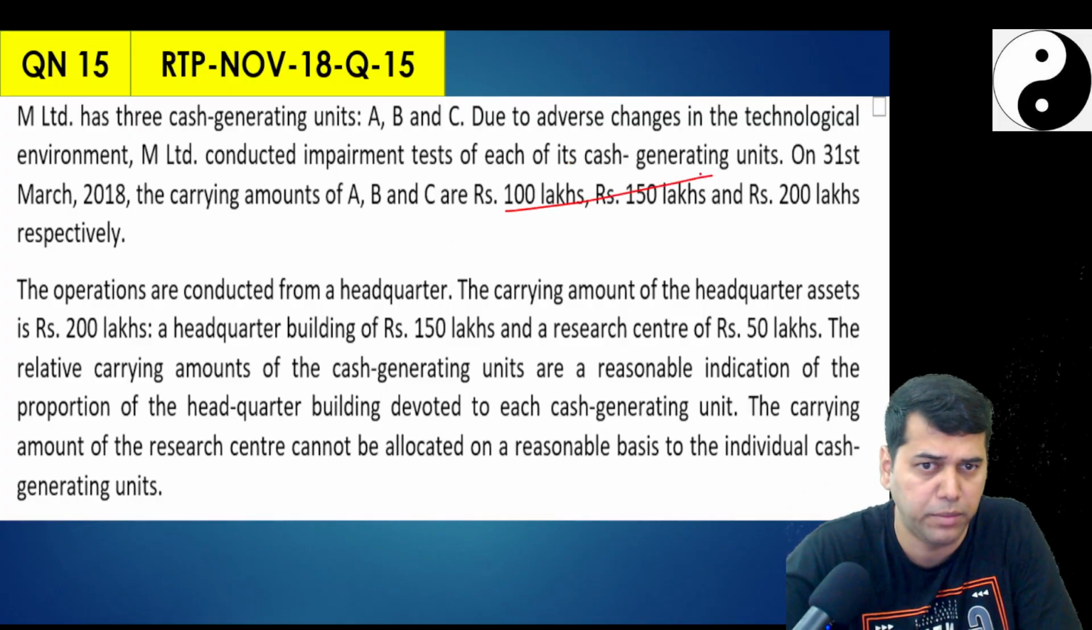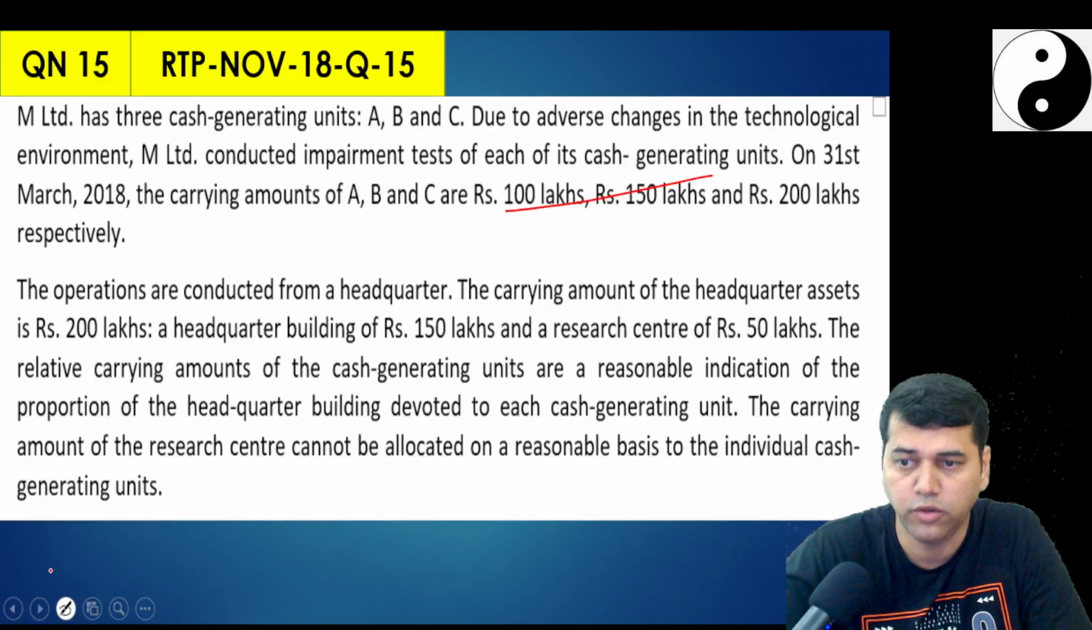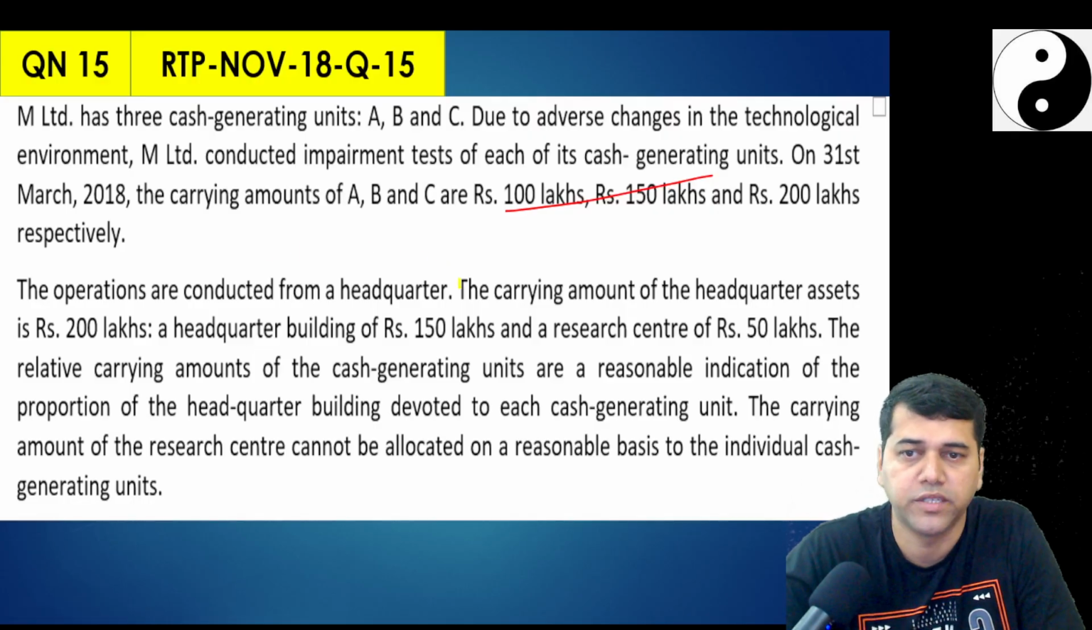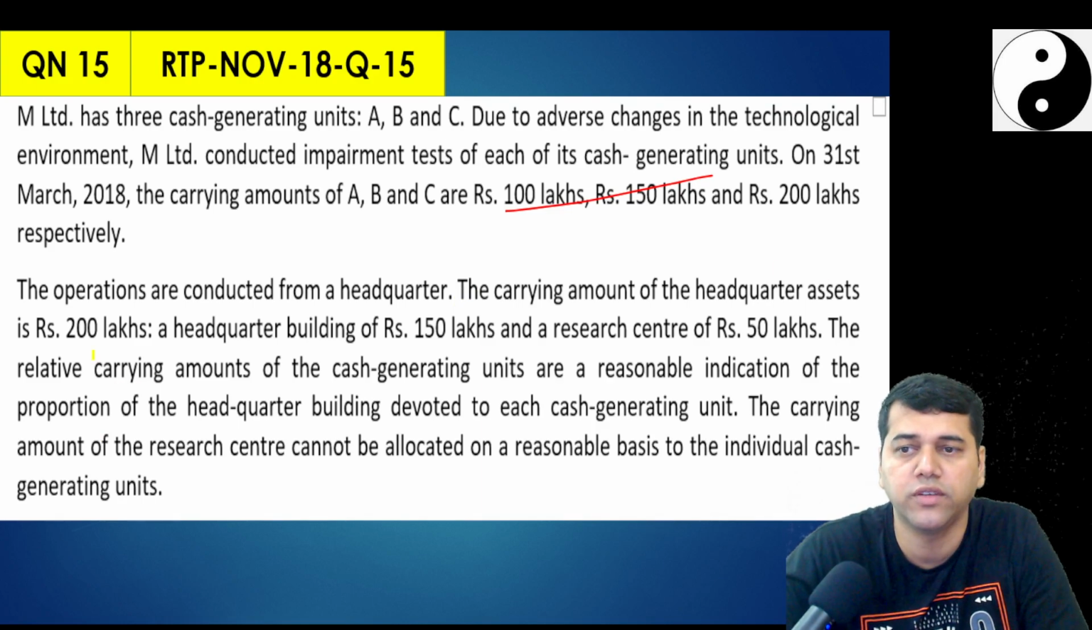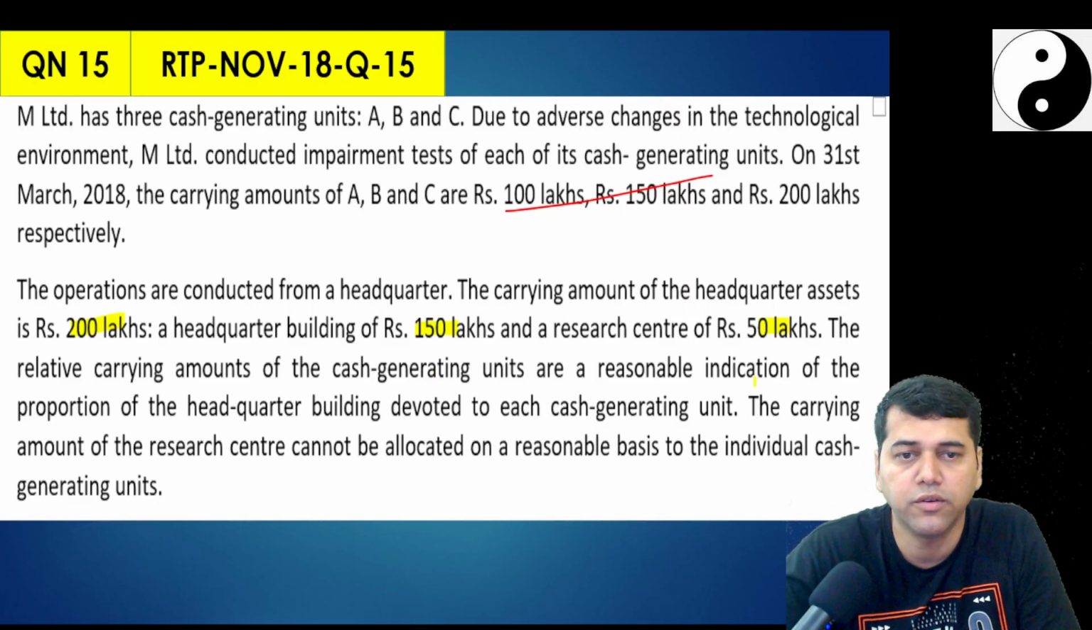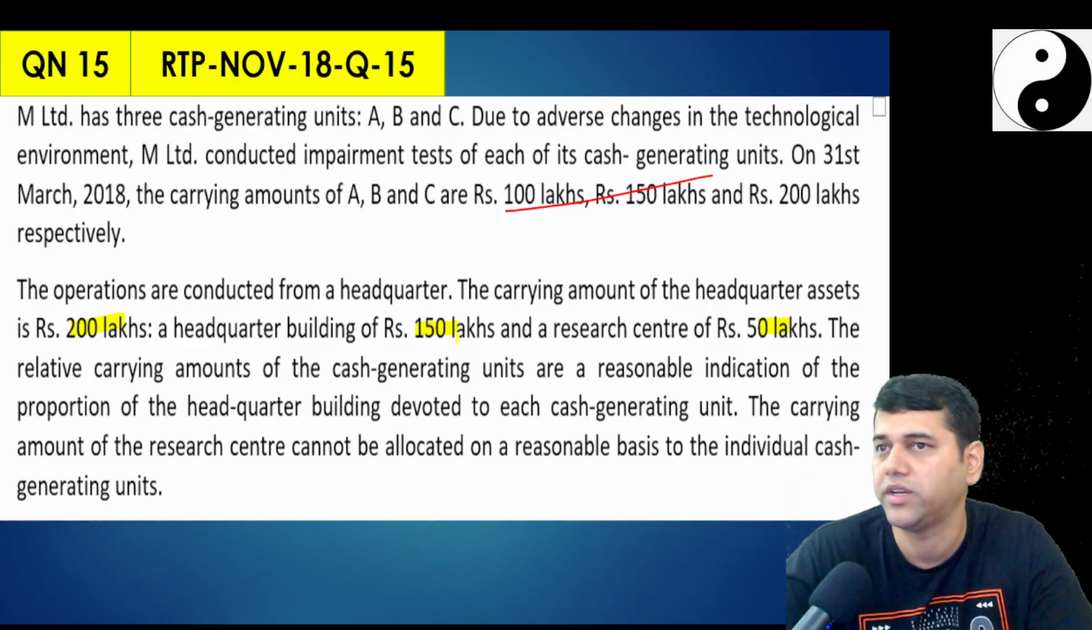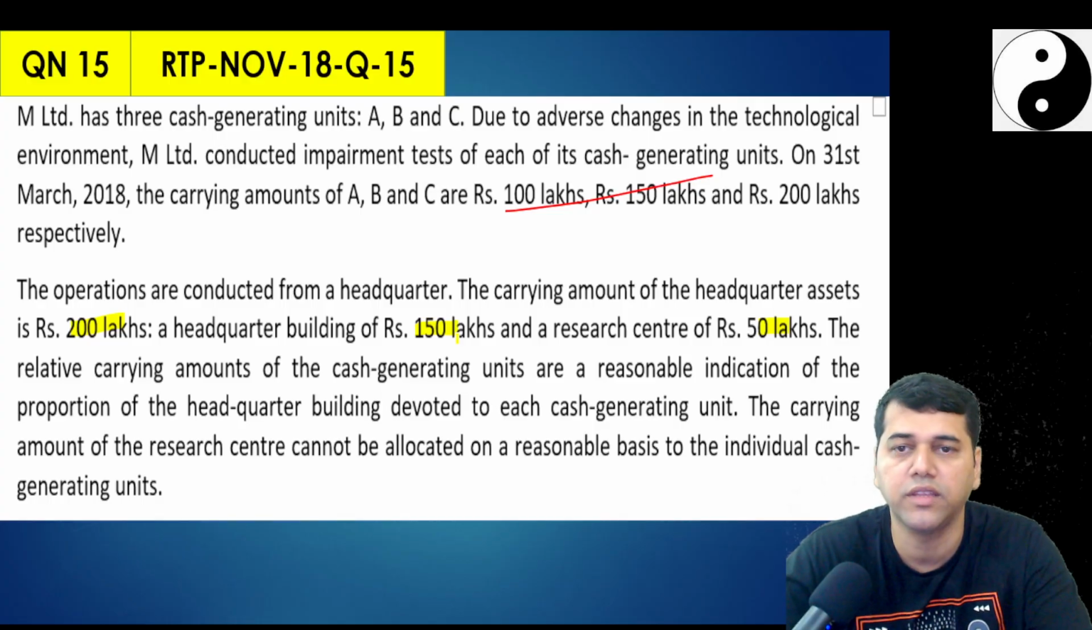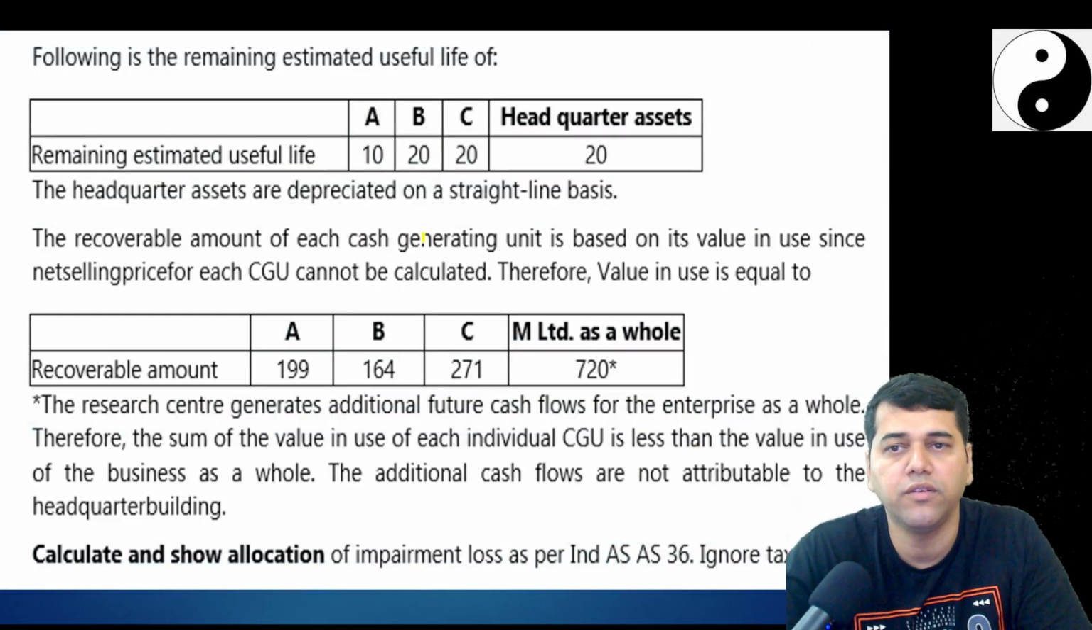So they have given you ABC's book value. The operations are from HO, and HO assets are 200, 150 and the research center. Okay, the breakup they have given you. The relative carrying amount of the CGU is a reasonable indication of the headquarter building devoted to each cash generating unit. The research center they cannot allocate, same like X and Y was there. And they have given you the remaining useful life, same 10, 20, 20.